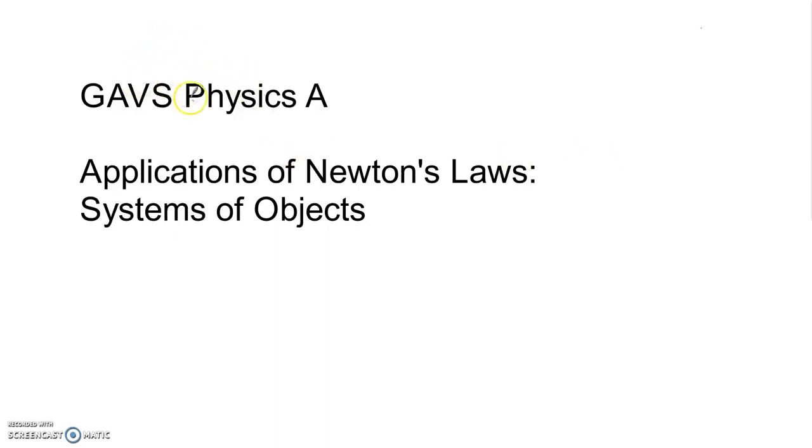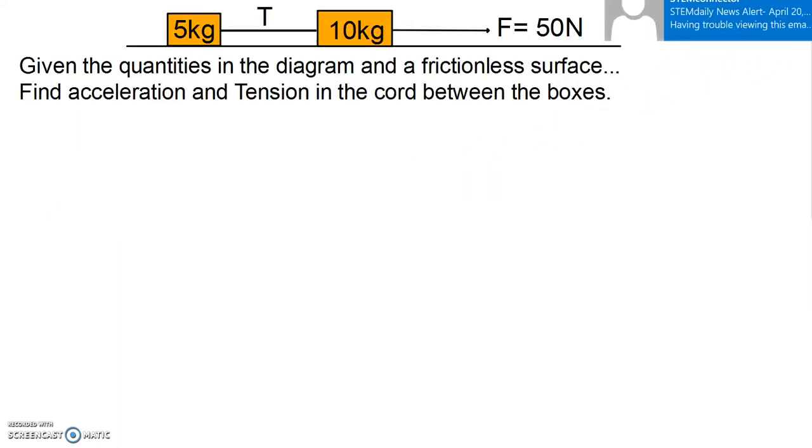Okay, this is a video to get you ready for the Systems and Slopes quiz. This is about systems of objects, and that's when you have two or more objects interacting together. You have to analyze them and find things like tension and acceleration. So here we have a 5 kilogram box being pulled by a 10 kilogram box being pulled by a 50 Newton force. There's tension between the boxes, and in this case, the surface is frictionless.